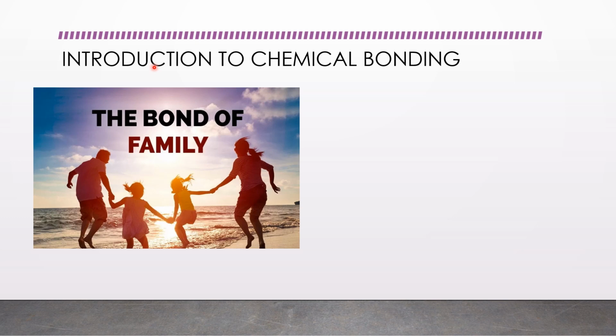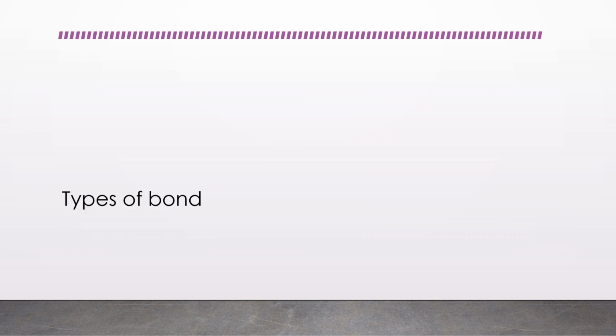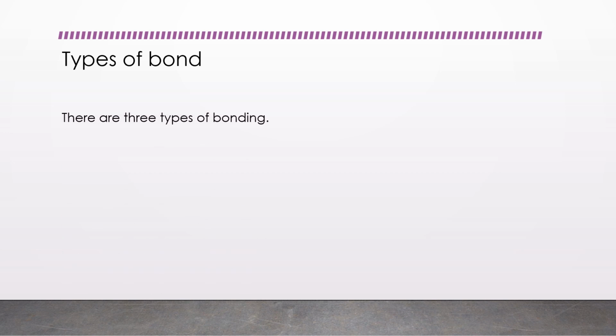And in this video, we are going to see the types of bonding and all those steps. Let's see it one by one. First we are going to see the types of bond. There are three types of bonding: ionic bond, covalent bond, and coordinate bond. Let's see it one by one in detail.